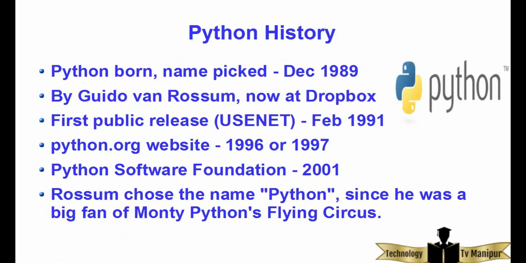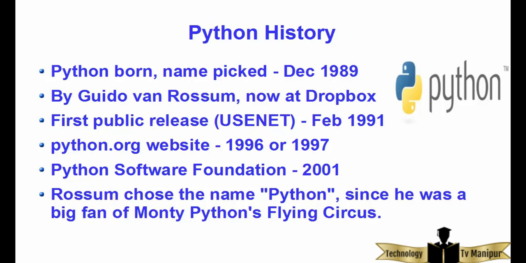Now let's talk about some history about Python. Python was conceived in the late 1980s and its implementation began in December 1989 by a developer called Guido van Rossum in the Netherlands as a successor of a programming language called ABC. Guido van Rossum worked at Google from 2005 to December 2012, where he spent half of his time on the development of the Python programming language, and nowadays he works at a company called Dropbox. Van Rossum chose the name Python since he was a big fan of Monty Python's Flying Circus.